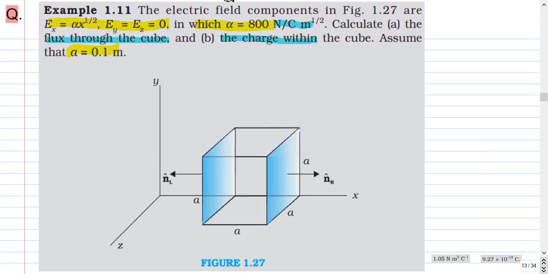This is the next question. The electric field components in the figure are Ex equals alpha x raised to the power half, and Ey and Ez are 0, in which alpha is a constant, 800 newton per coulomb meter raised to the power half. Calculate A, the flux through the cube, and B, the charge within the cube. Assume a is 0.1 meter. So this is a cube of side a, and this distance is a. So the left face of the cube is at x equal to a, and the right face is at the point x equal to 2a. You can pause and attempt this question.